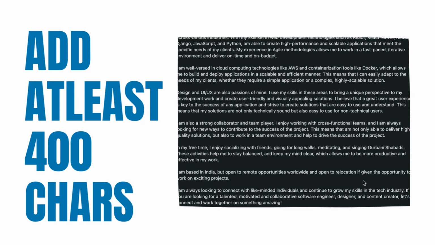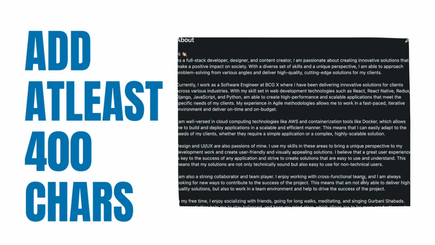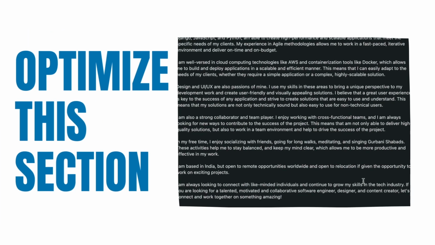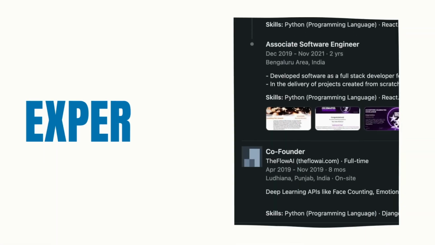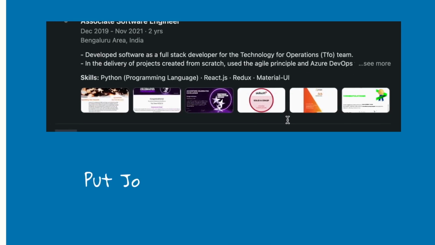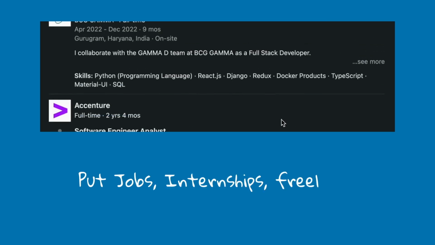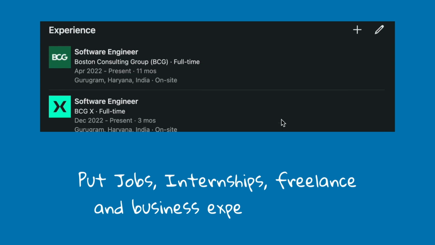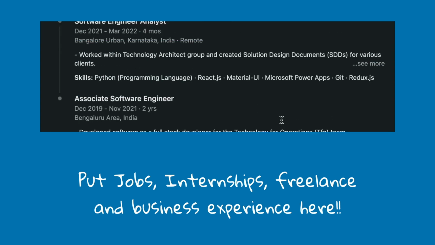I would recommend you to pay some more attention to this section and optimize it in such a way that your profile stands out from the competition. Experience section is basically where you put your industry experience. One key suggestion here is to put only those jobs where you have earned some amount of money or had some ownership or freelance experience.